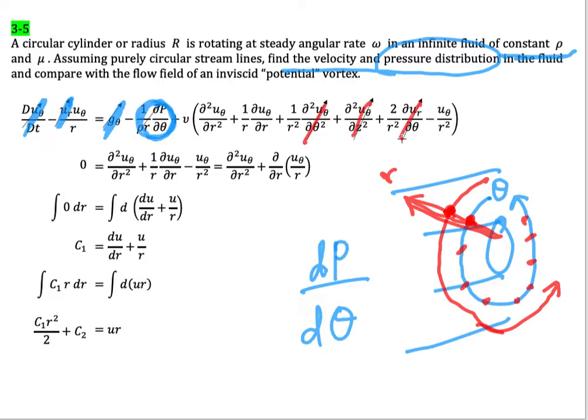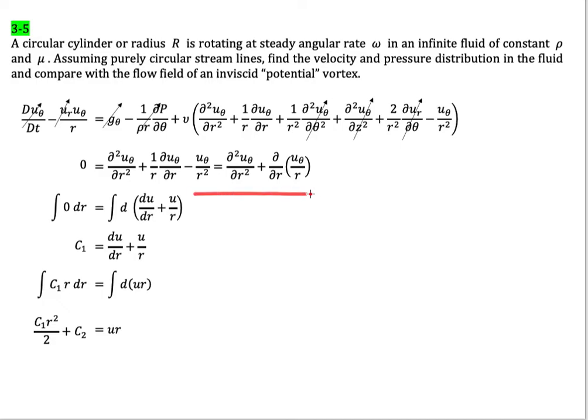So you could see here, we neglect this one, this one, this one, and we remain with the value of this and this and this. Then we simplify this one and we could get this term. Then what we need to do is integrate twice. We integrate for the first time, we get this term. Then we integrate for the second time, we get this equation. So we have C1 R squared over 2 plus C2 equal UR.